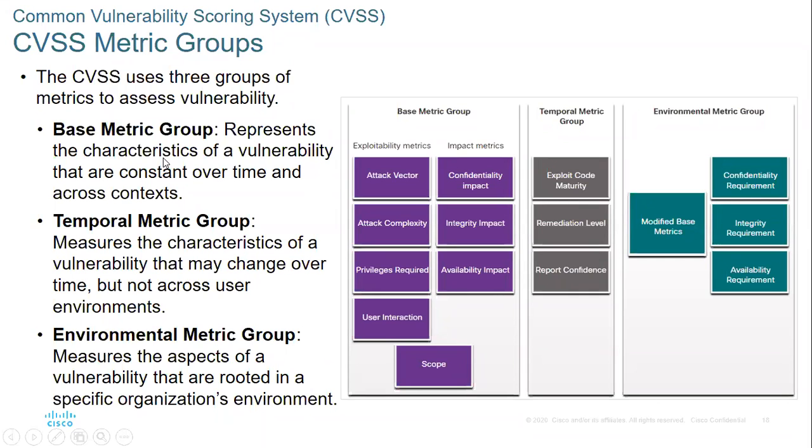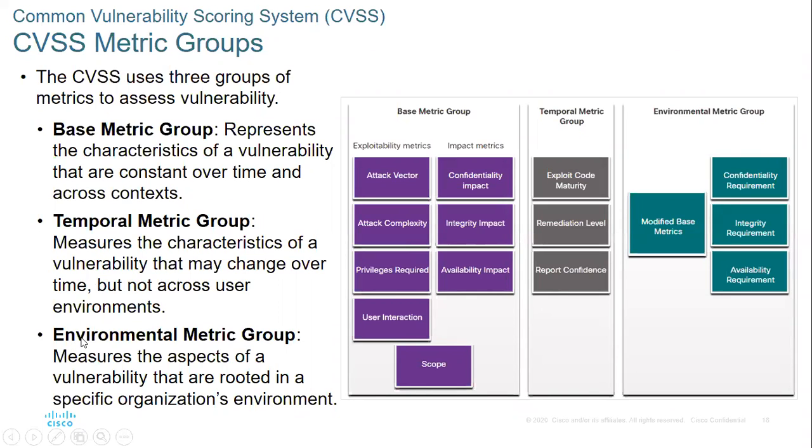So this represents the vulnerabilities that are not changing over a period of time. And then we have the temporal metric group. Of course, this represents the vulnerabilities that may change over time. And it may change due to the fact that some companies have released some patches and so on.